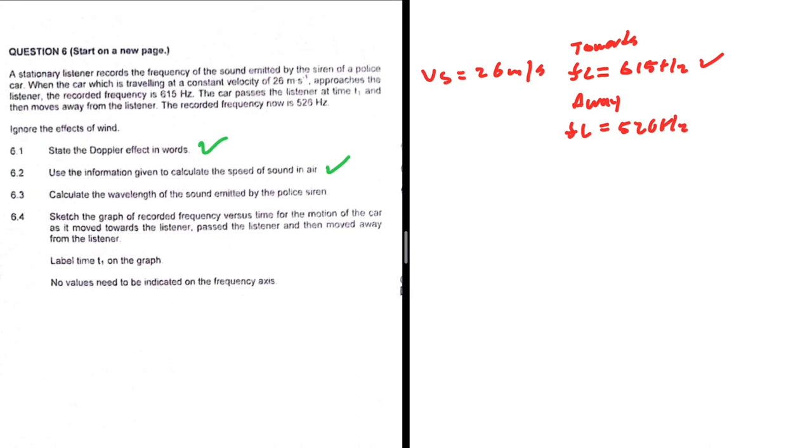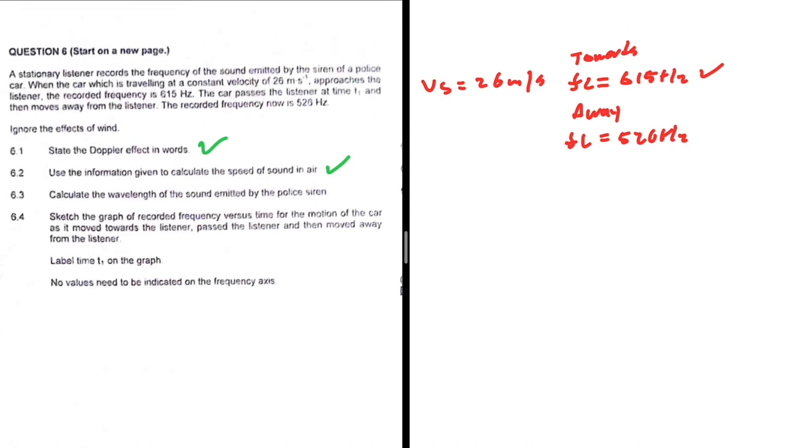Use the information given to calculate the speed of sound in air. Okay, not quite sure how we're going to do this one, but take a look at this. Let's stick to the basics. Let's start with the case where the car is moving towards. So we're going to have fL equal to (v plus or minus vL) divided by (v plus or minus vs) multiplied by fs. This is the formula as it is before we do any modification. You get a mark for the formula. Now we can modify it.